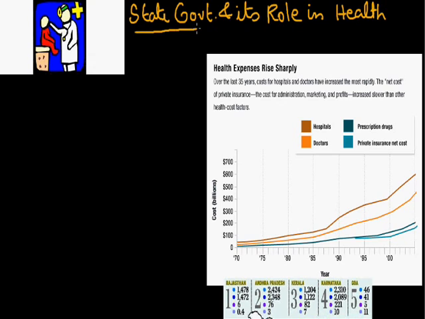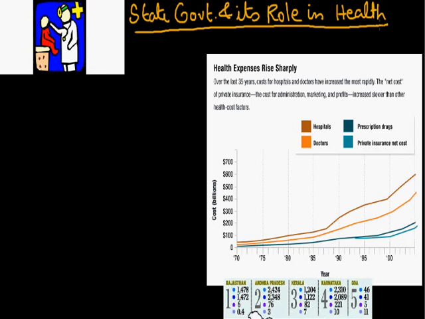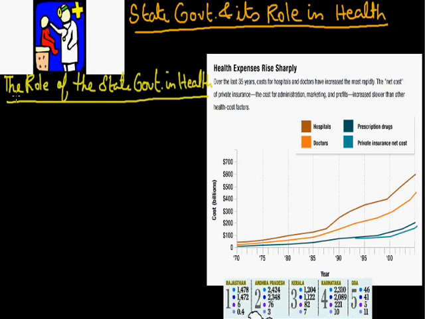Hello students, let us continue our chapter State Government and its roles in health. In the first part of this chapter, we tried to understand what the state government is, how it's formed, and its composition. In this second part of the chapter, our topic is the role of the state government in health.